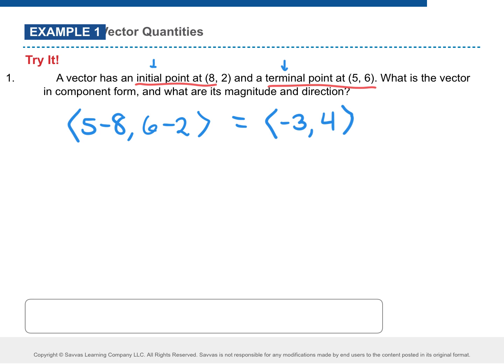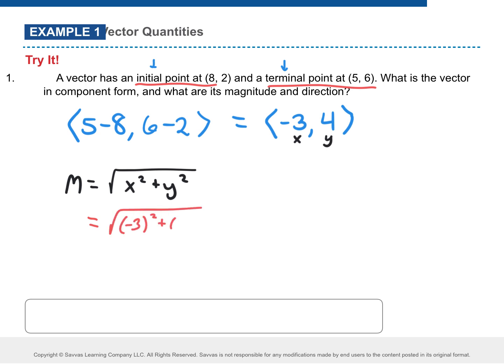Okay. Now we need to find the magnitude. Again, that magnitude, what was the equation there? Square root of x squared plus y squared. So we're going to plug these values in. Again, you can treat this as x and y. So plugging those values in, we have negative 3 squared plus 4 squared.